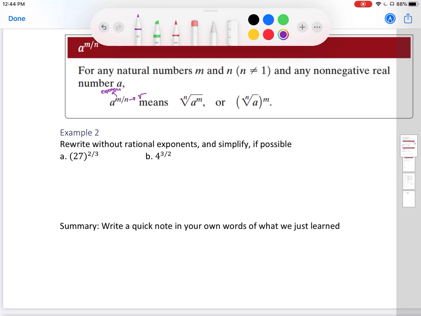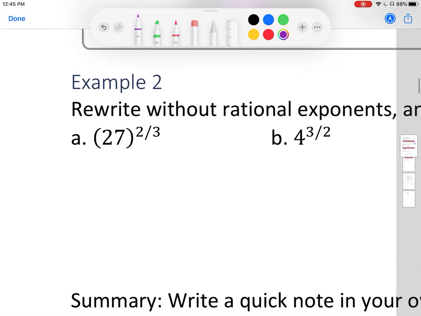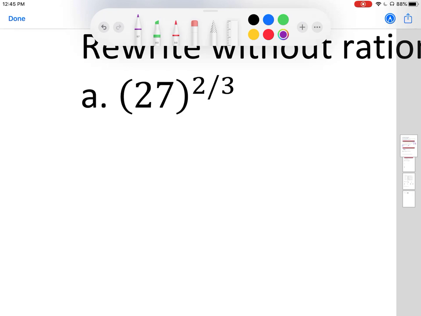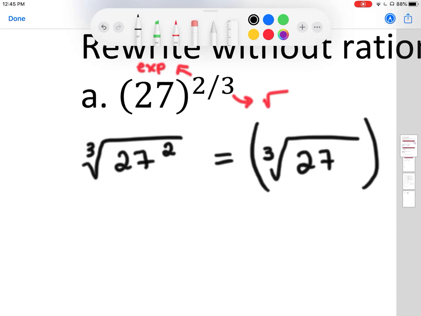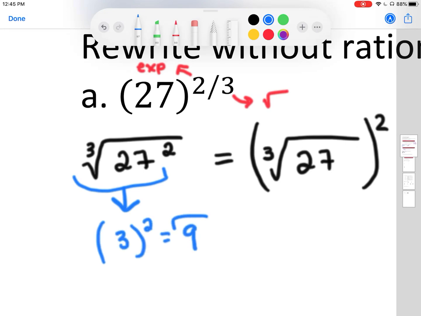So let's take a look at example 2. Rewrite without rational exponents and simplify if possible. If we take a look at 27 raised to the 2/3 power, then I know my denominator, that 3, will be my root, and that 2 is just an exponent. So if we rewrite it, this would be the cube root of 27, all of which is raised to the 2nd power. You can write it like this, or you can write it with that 2nd power on the outside. Your call, however you see it better fit for your problem. Now we know that the cube root of 27 is 3 because that's part of our first problem. So the cube root of 27 gives us 3, and 3 squared is 9. So that would be our answer.